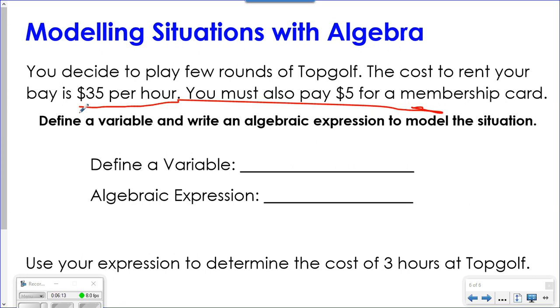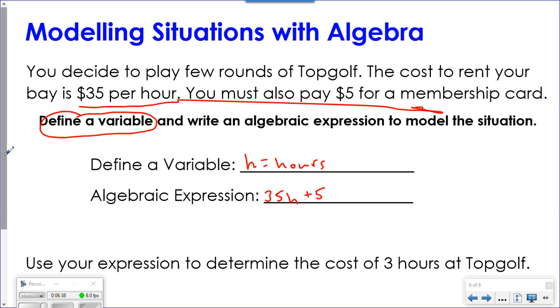So the first step that you want to do is define a variable, because if I just start writing an expression with a variable in it and I don't say what it is, it's going to be confusing. So the variable here is going to be the number of hours that I play. So I'm going to say h equals hours. My expression, since it's $35 per hour, I have 35h plus that $5 that I pay for the membership card.